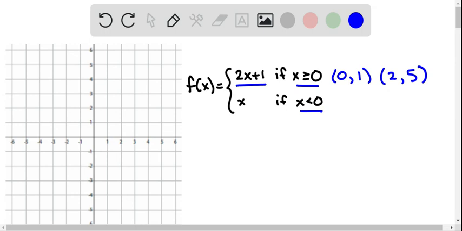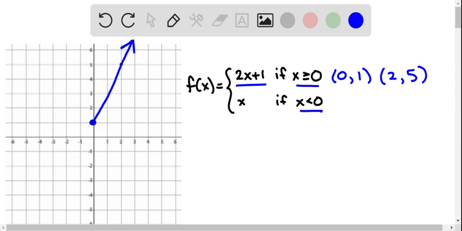So we have a closed circle at (0, 1). That's our starting point. We're going to go through (2, 5) and keep going. So starting at (0, 1) through (2, 5) and continue. And let's try to make that straight. Okay, so there's that piece.